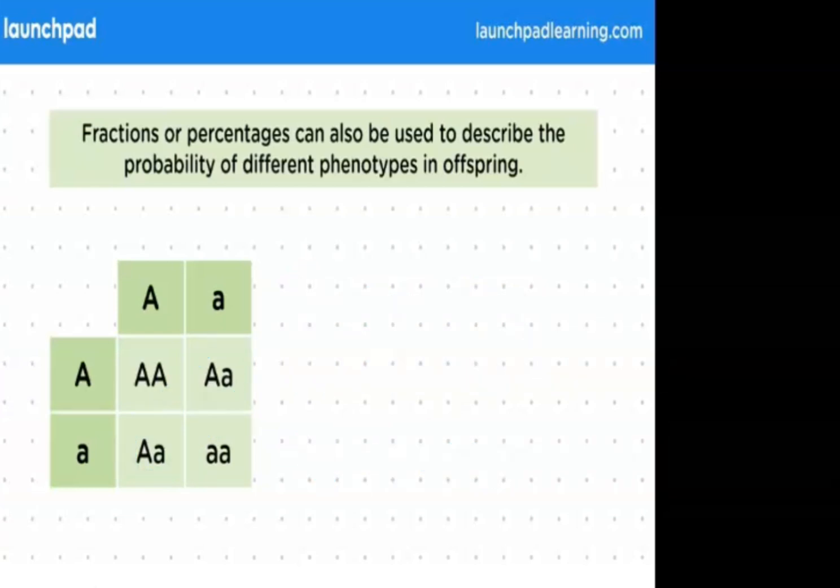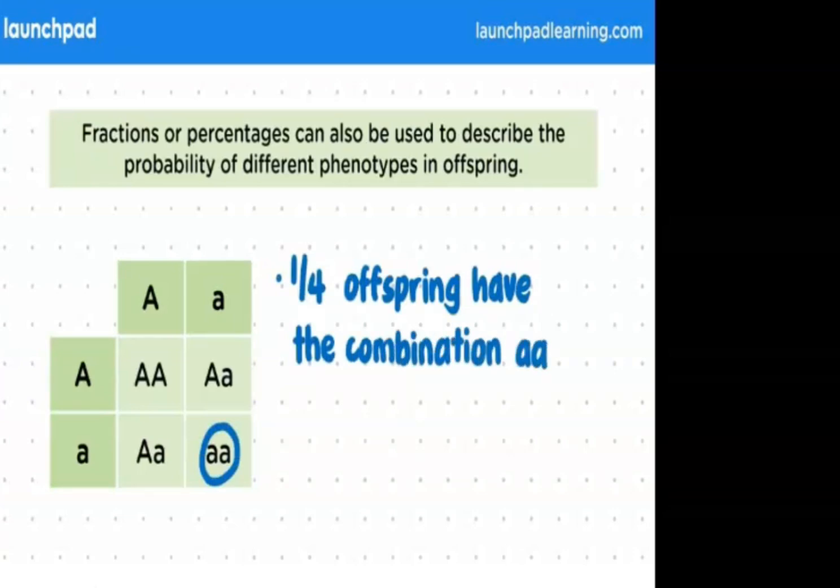Finally, let's have a look at the homozygous recessive genotype. 1 out of 4, or a quarter of the offspring, are likely to have the combination of two recessive alleles. 1 out of 4 equals 25%, so there's a 25% probability of the offspring having a homozygous recessive genotype.